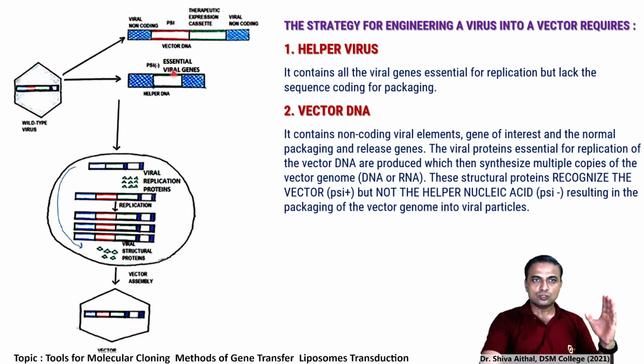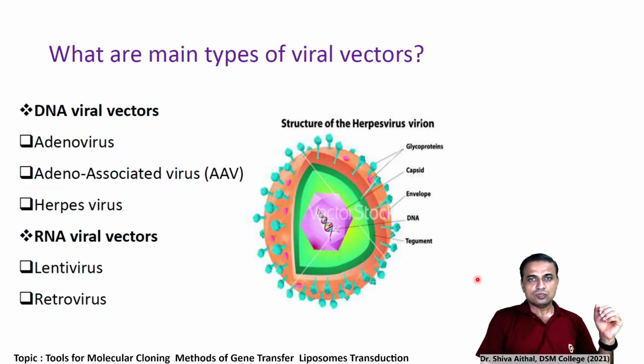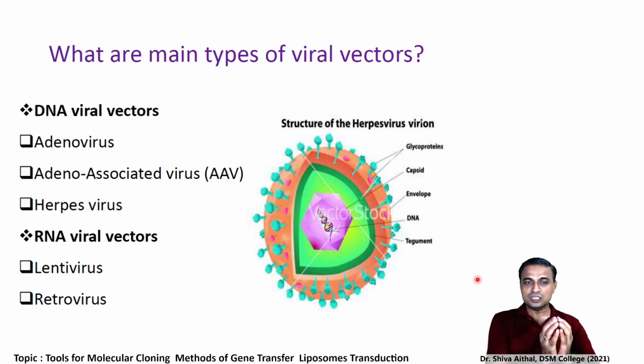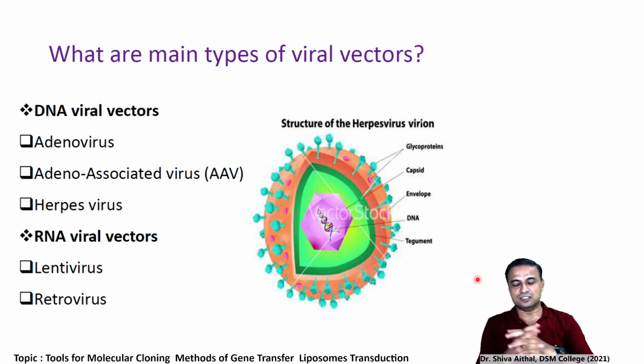Initially it had virulence, so essential viral genomes are removed and only the replication genes are kept. That becomes a helper DNA, and in the second part the packaging genes are kept intact, plus your gene of interest is kept intact, and you have a vector which contains your gene of interest but lacks the virulence. So for such types of viral vectors, now there are different types of vectors used, especially, try to understand, as a carrier for your gene of interest.